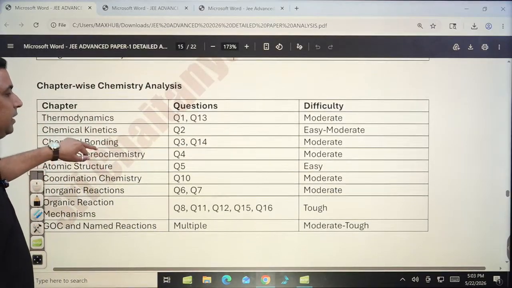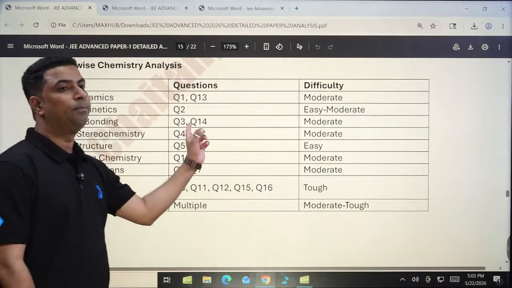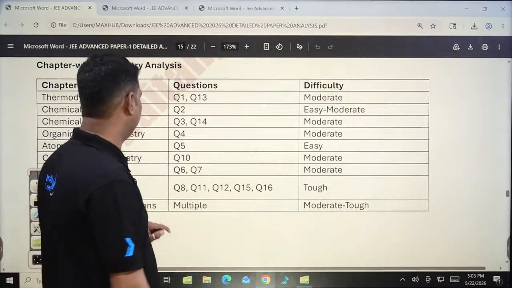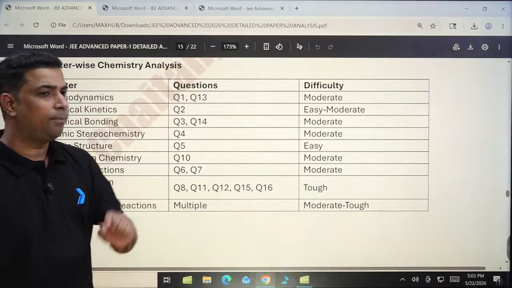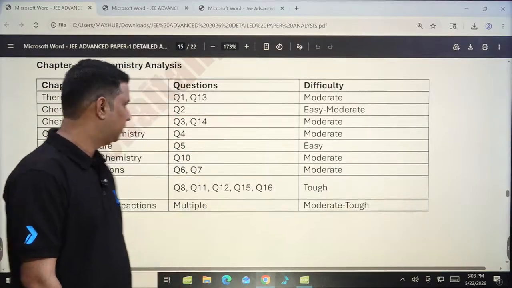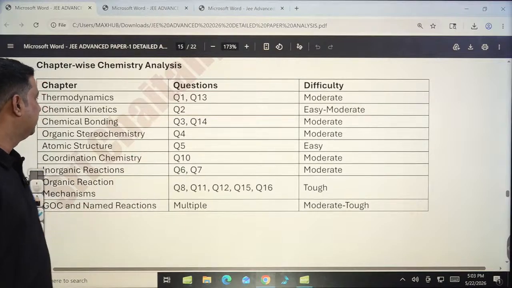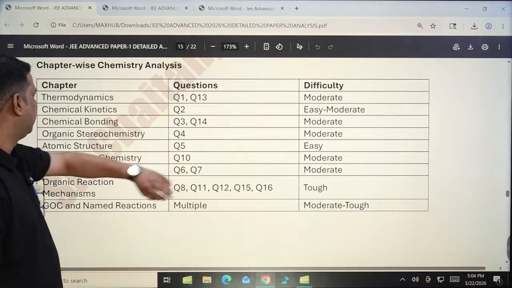Chemical bonding, questions number 3 and 14. Question number 14 was match the column, and it was easy. Question number 3 was a bit tricky, but it was also easy. If you stick with the NCERT, then you can solve that question easily.